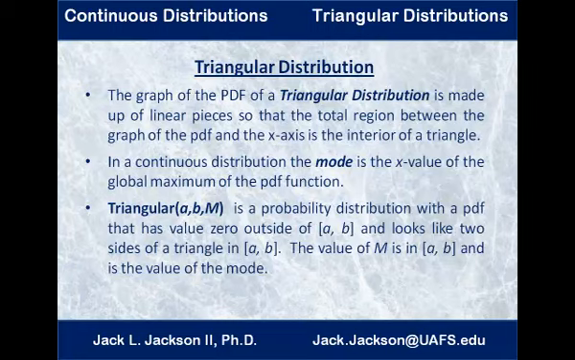So to specify a particular triangular distribution, we could give it parameters a, b, and m. A and b are the 2 endpoints, so that if x is less than a or bigger than b, there's 0 probability outside of that interval. And m is some number between a and b. It could be all the way at one end or the other or somewhere in between, and that's the value of the mode. So let's take a look at a graph of one of these.